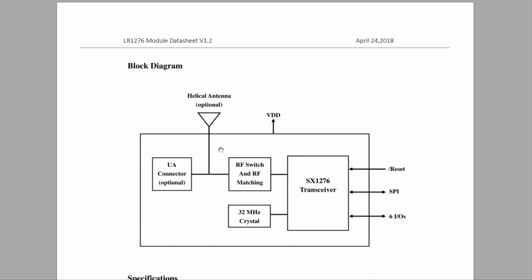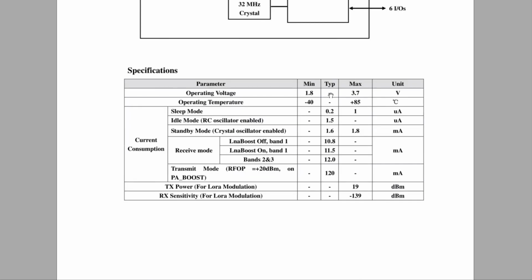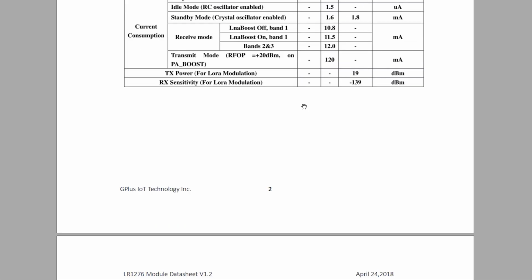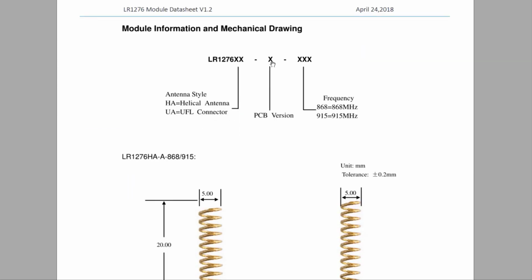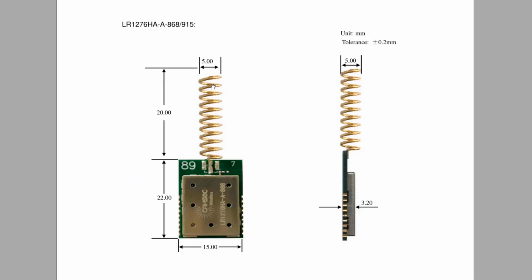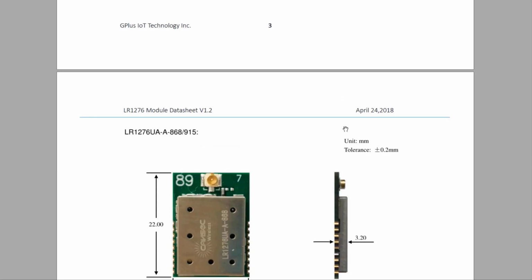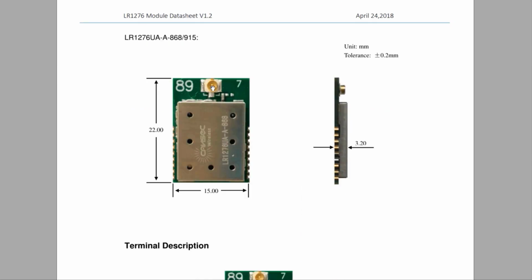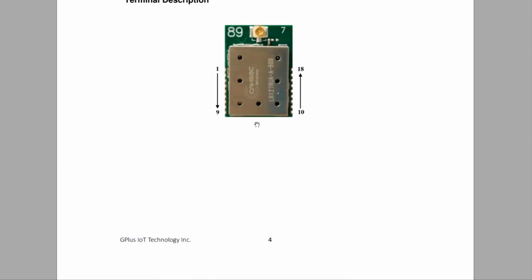This is the block diagram and this is the specification table. Here you can see the operating voltage between 1.8 volt to 3.7 volt. The current consumption in idle, standby, receive and transmit mode is very low. You can use a helical antenna by directly soldering it on the module. You can also use an external UFL antenna with better power by directly connecting to this terminal.